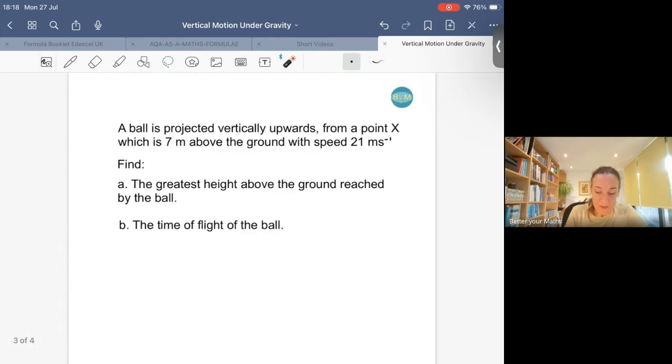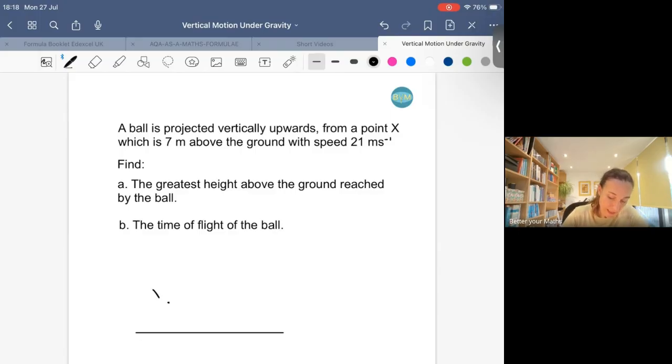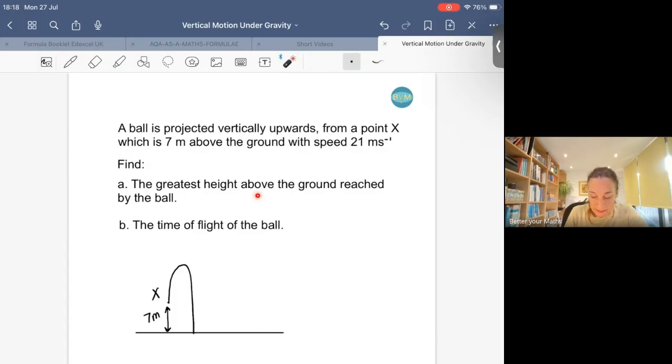Another common thing is we have a ball is projected vertically upwards from a point X, which is 7 meters above the ground with the speed 21 meters per second. So I have the ground, I have a point X, and this is 7 meters from here. And this is where the particle is projected. So it's going to go up and then down again, right? They say, find the greatest height above the ground, and the initial velocity is 21 meters per second. So this is my initial velocity.